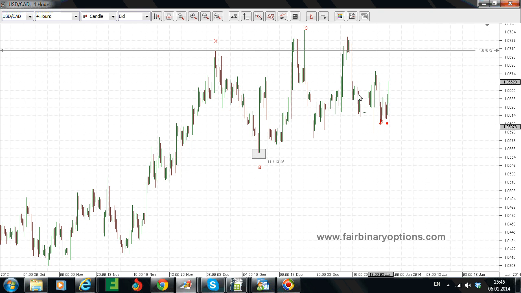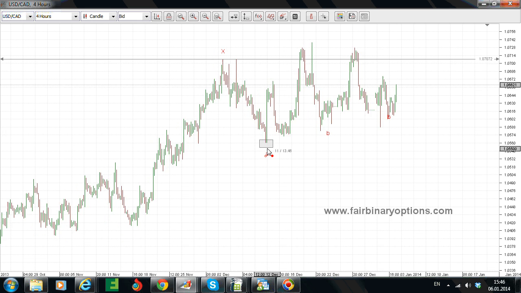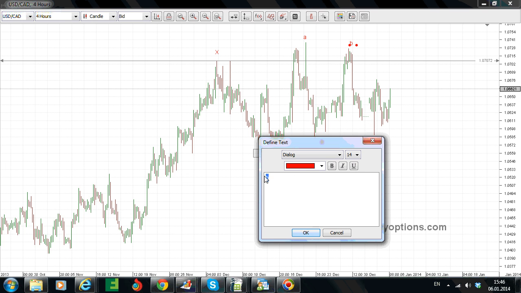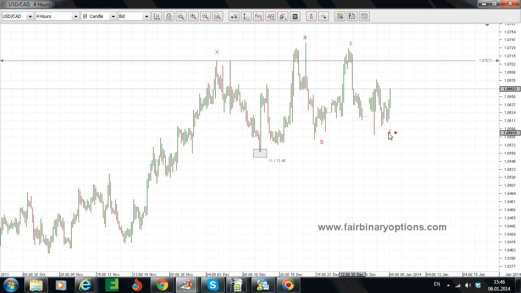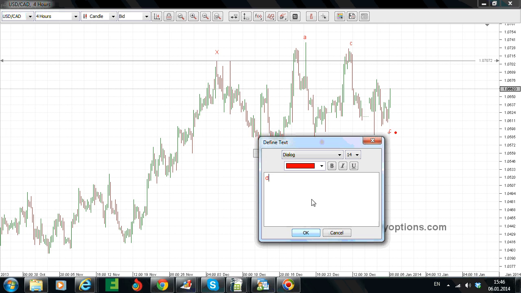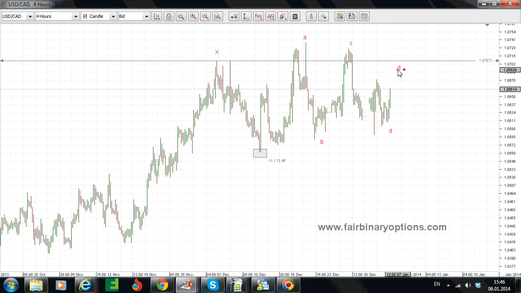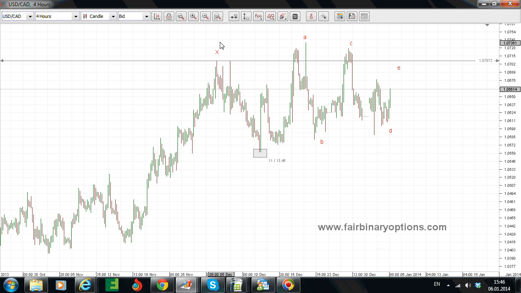For a reversal pattern, we are saying wave A is to the upside, the B wave to the downside, so A, B, C, and the D wave to be done here, A, B, C, D. And now we are looking for an E wave that should, of course, move to the upside now. A, B, C, D, E. That would be our X wave.